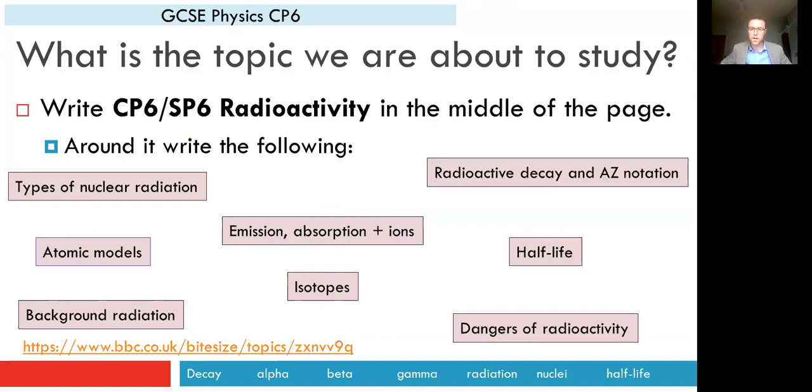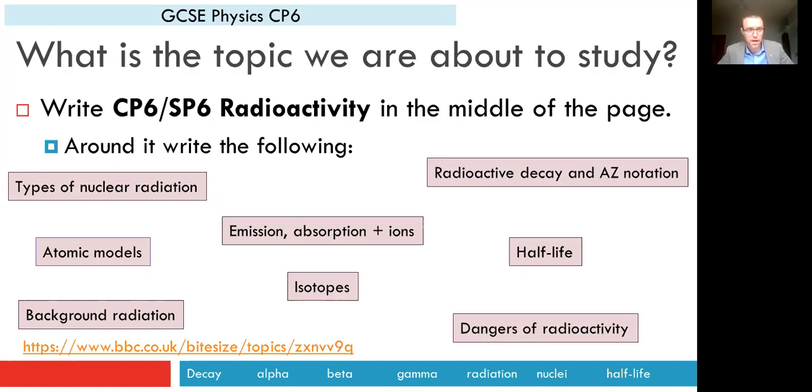Okay, now it's time for you to do something a little bit more involved. As this is a revision and introduction lesson, I'd like you to do some revision. I want you to write CP6, or SP6 if you're a triple student, radioactivity, in the middle of a new blank page.